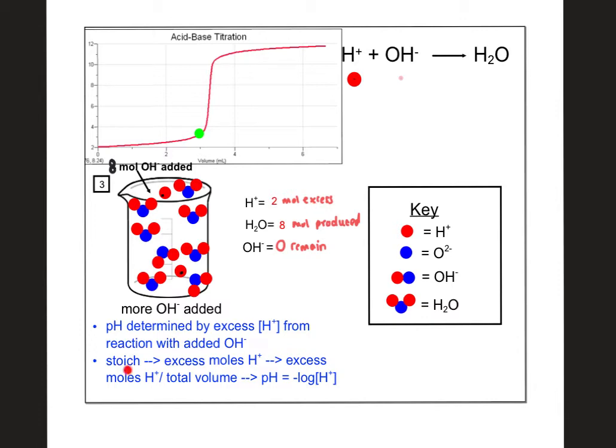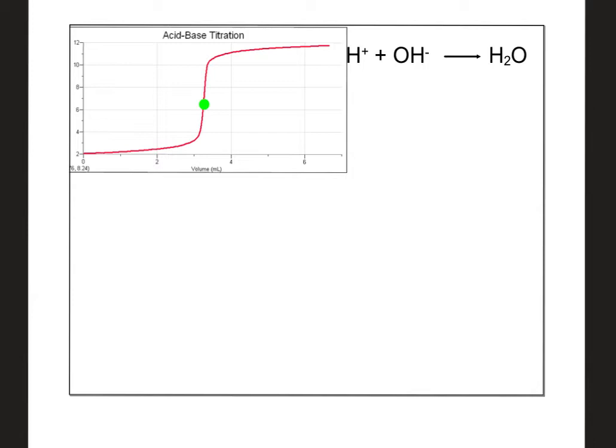We are going to do stoich. We're going to figure out how many moles of H plus are excess. We're going to divide that excess moles by the total volume, so the starting volume of H plus and the volume of the base that we've added, and then we'll take the negative log of that concentration to find the pH. All right, you should be approaching beaker 4, and there's a very special point.